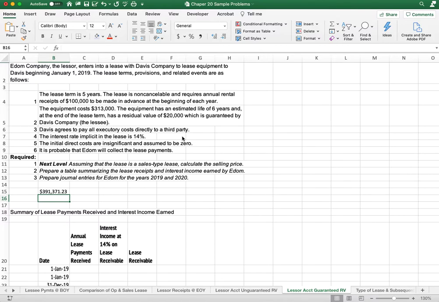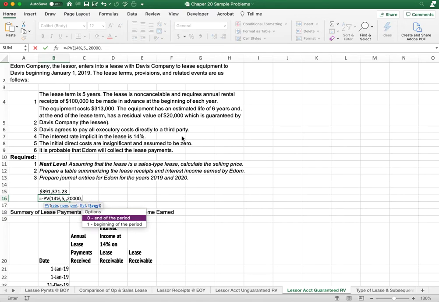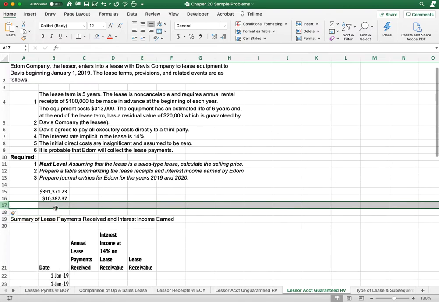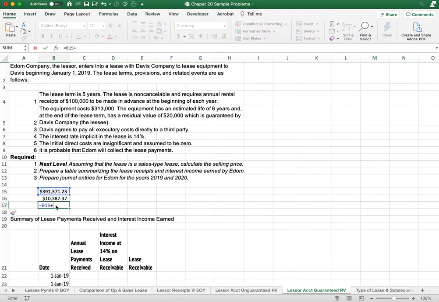Now we're also going to record for the lump sum of the $20,000, so we'll say equals negative PV, open parentheses, 14%, comma, 5 periods, comma, there is no payment because it's a lump sum, so we just put another comma, future value is 20,000, comma, type at the beginning of the year, so we type a 1, close parentheses, and we get $10,387. And then if we add these together, we get the total selling price of $401,758.60.